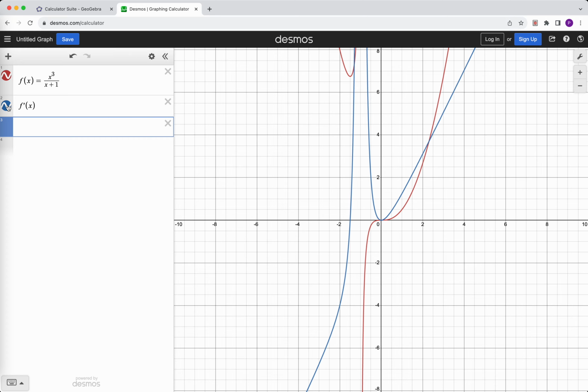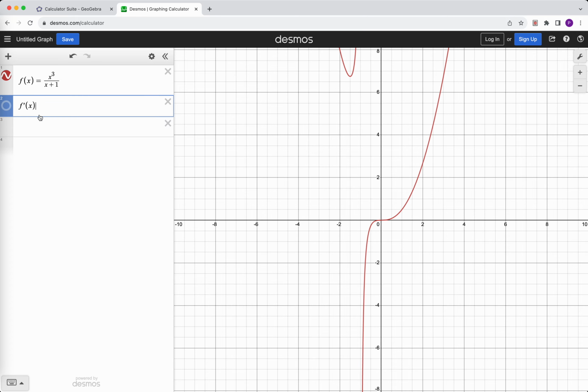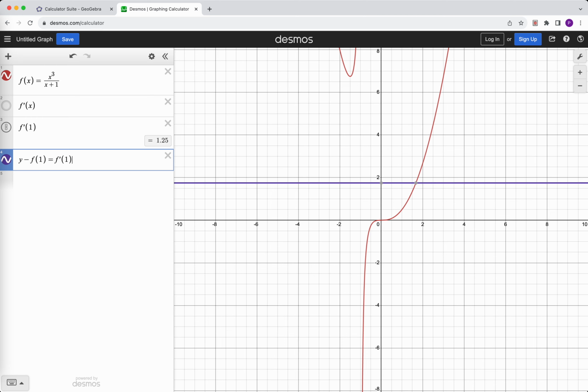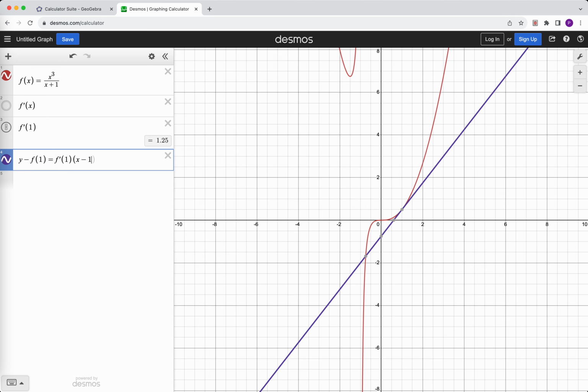I don't really want to see it. I just need to know about it. And then f prime of 1 would be the value of the slope there. So f prime of 1 gives me the slope I want. The point that I want is when x equals 1. So point slope form is y minus f of 1, that's the y coordinate, equals the slope f prime of 1 times x minus the x coordinate. And this is sort of a generic way to get an equation of a tangent line.